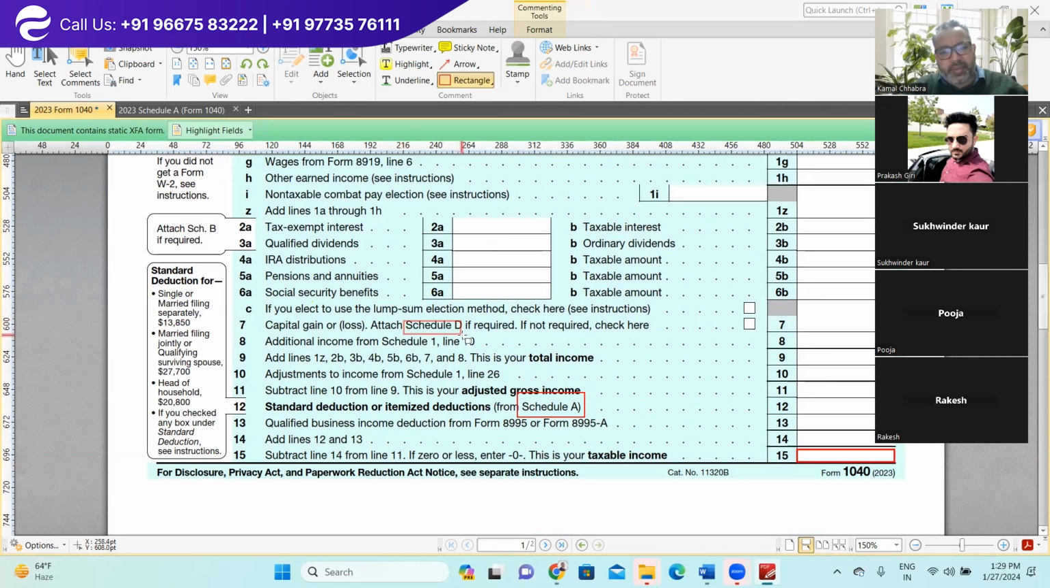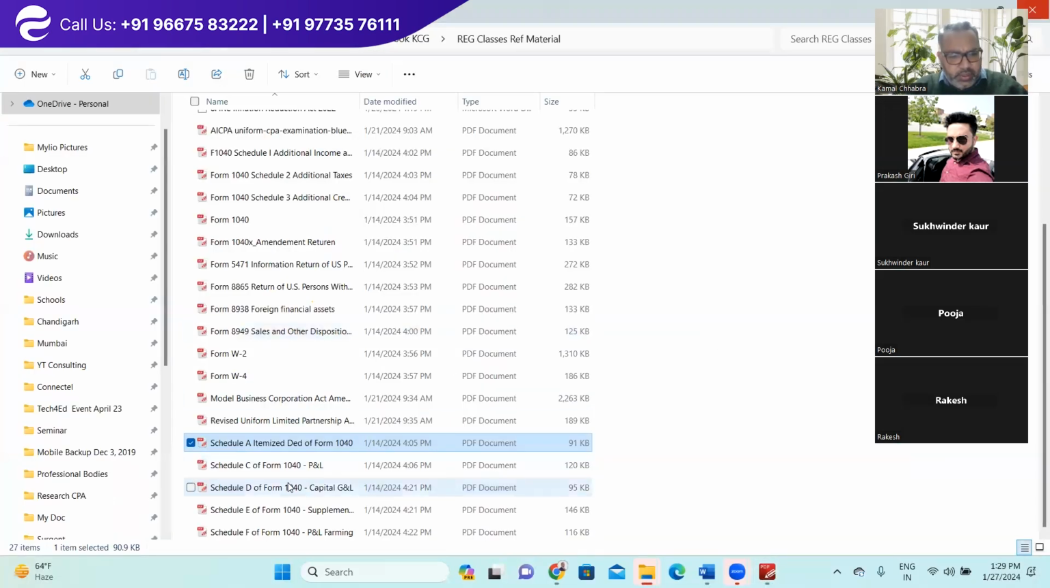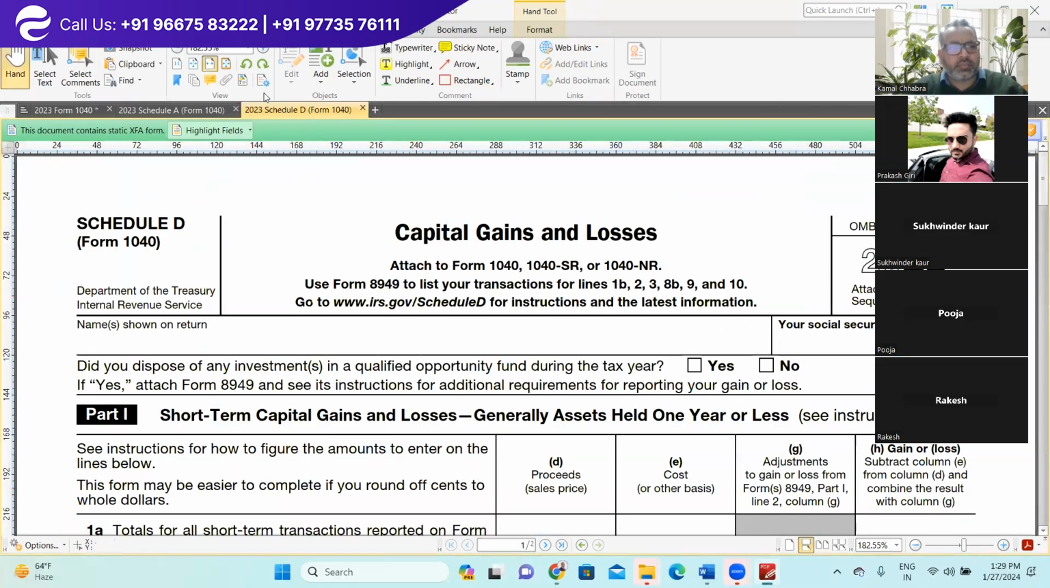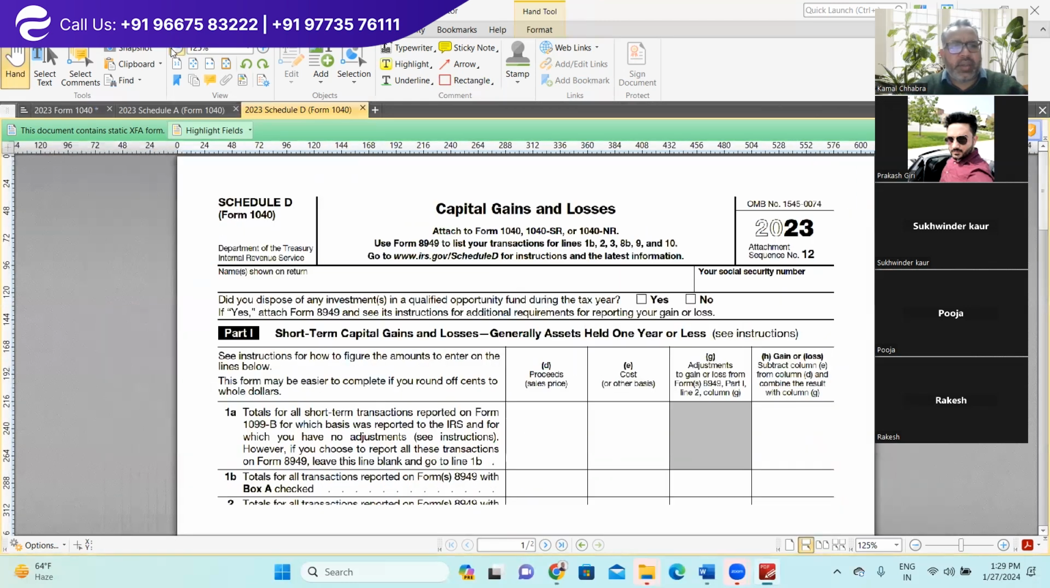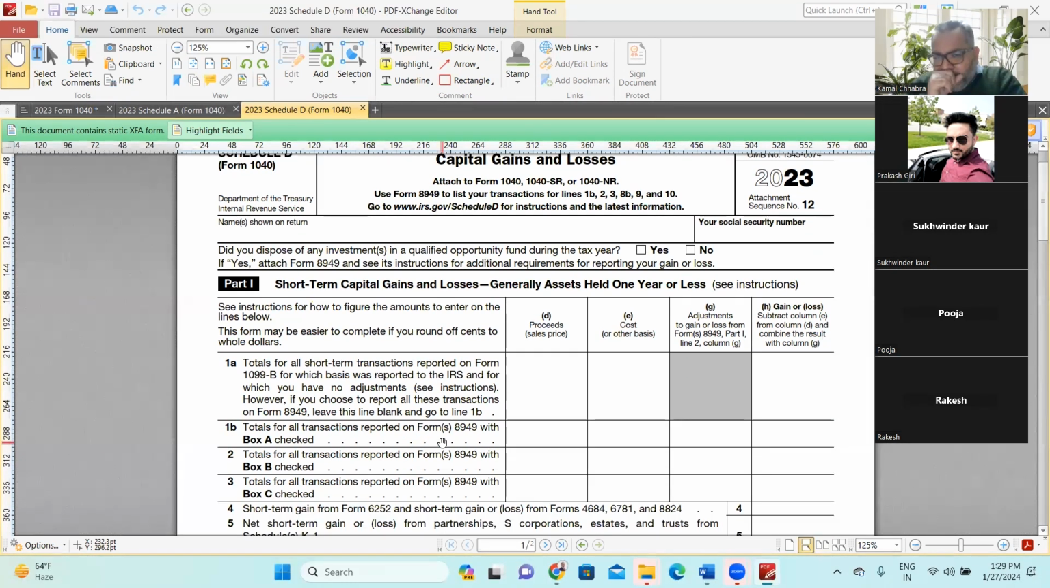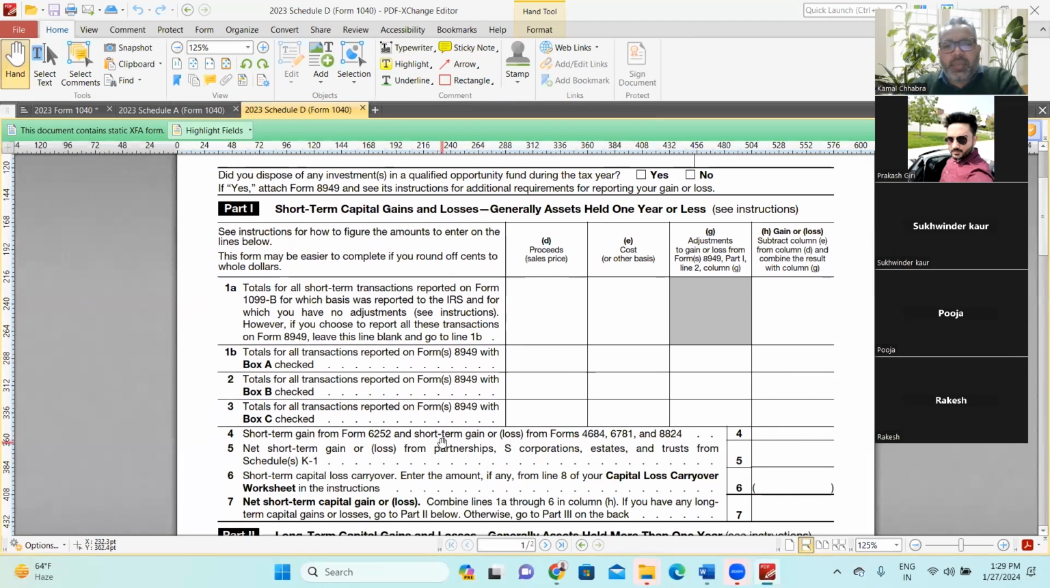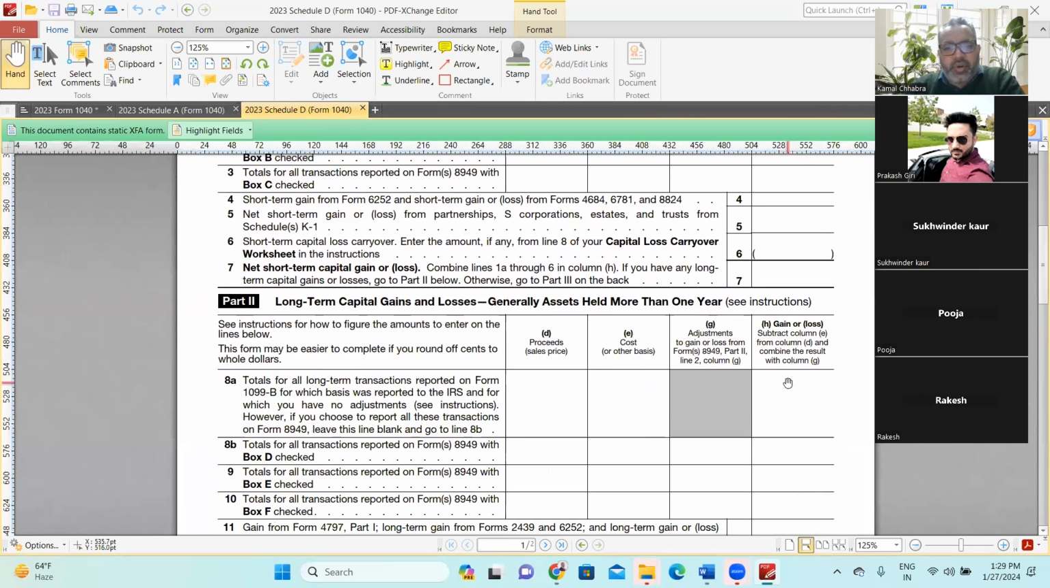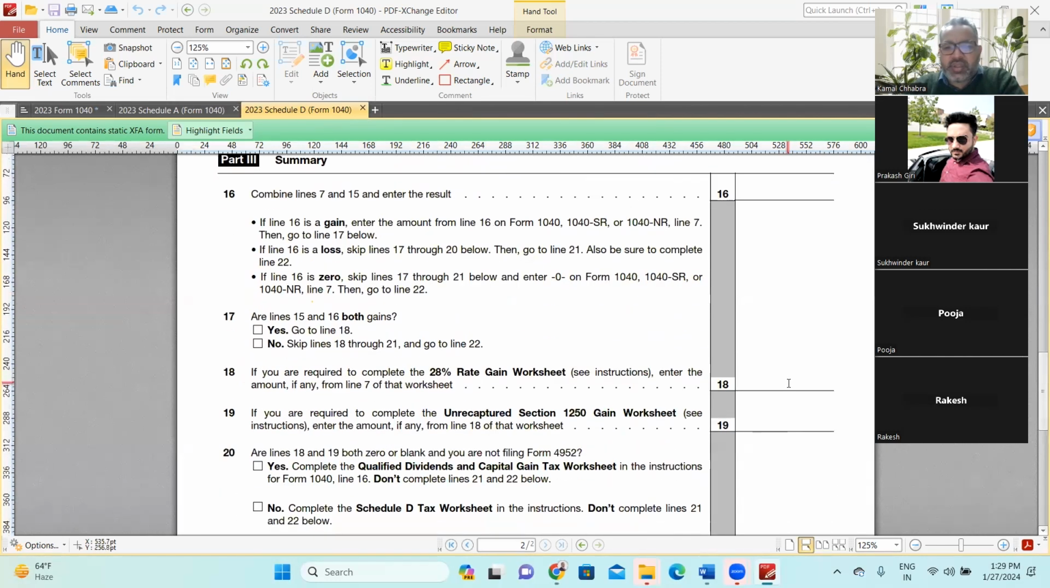For calculation of capital gain, you need to attach Schedule D, right? So there is Schedule D. It looks like this. If your client has any capital gain, long term or short term, for that you need to provide detail in Schedule D. So short term capital gain and loss, like proceeds, cost, adjustment, gain or loss, all these things you need to provide here. Long term, netting of proceeds and everything.